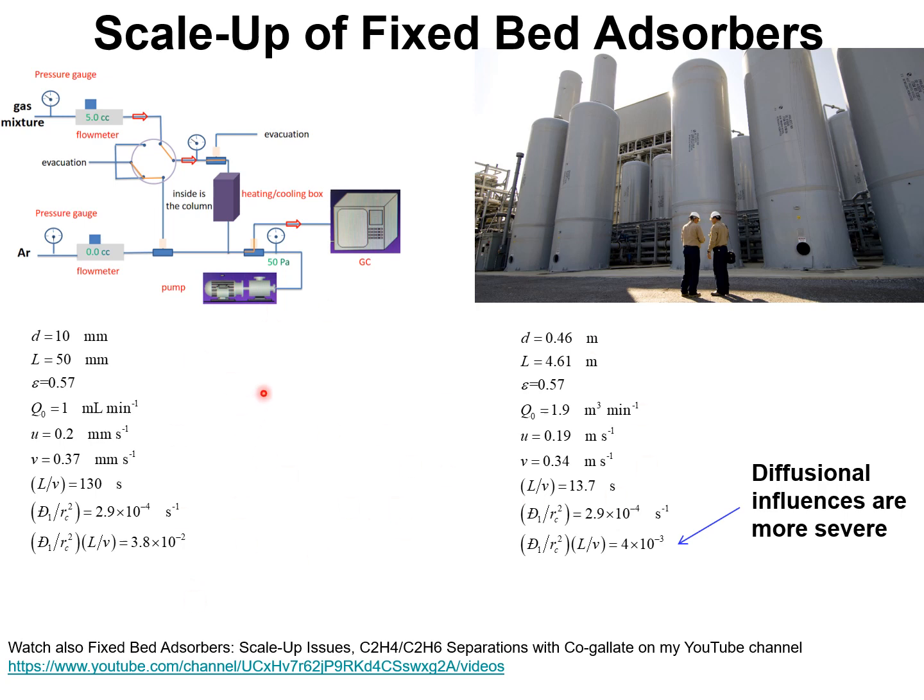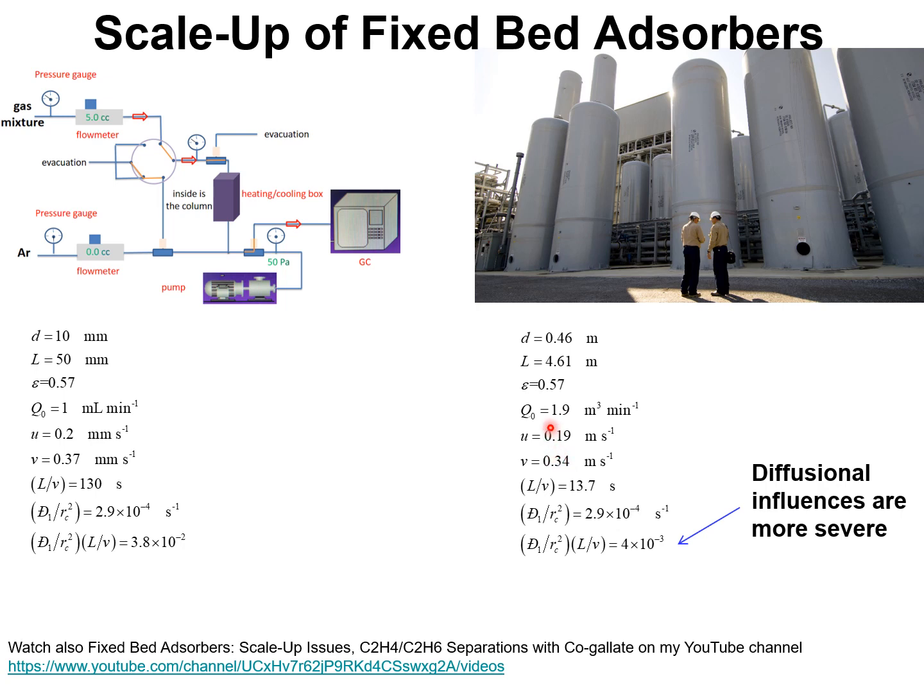Compare these conditions with those in an industrial fixed bed adsorber. Let's assume that the experiments are carried out with the same pellet diameter. An industrial fixed bed adsorber would be about half a meter, maybe even 2 meters in diameter. The length of the packed bed could be about 5 meters, maybe even 10 meters. Let's say the voidage in the packed beds is approximately 0.5 to 0.6.